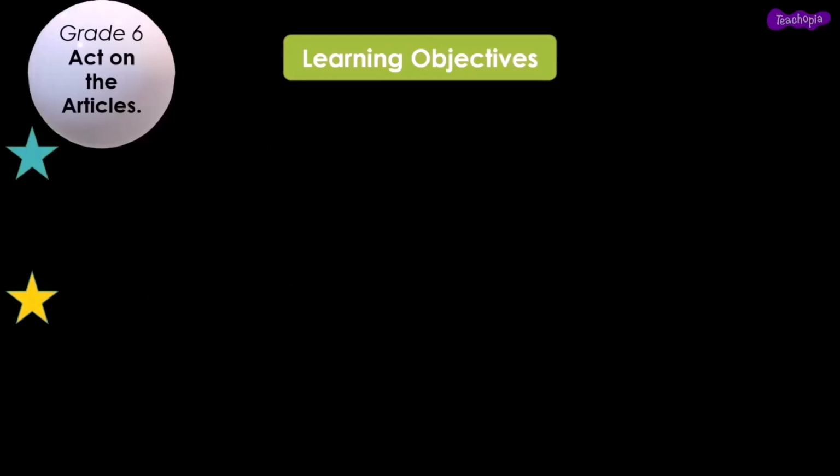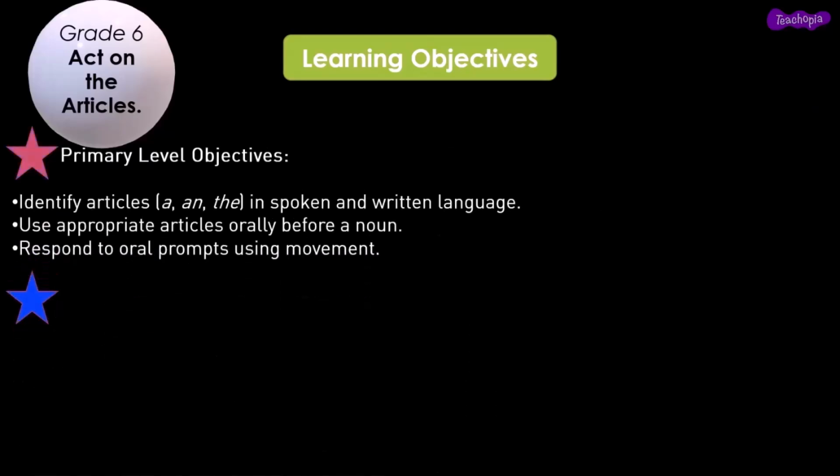At the primary level, we want learners to identify articles, which are a, an, and the, in spoken and written language. We want them to use appropriate articles orally before a noun, and we want them to respond to oral prompts using movement.